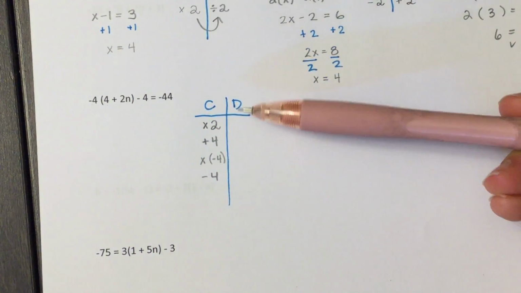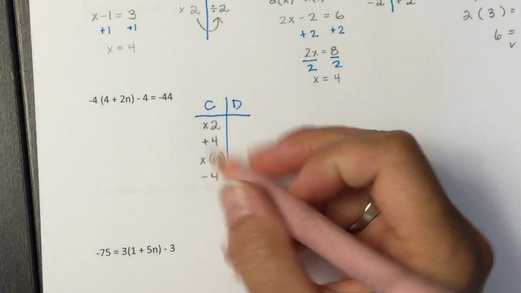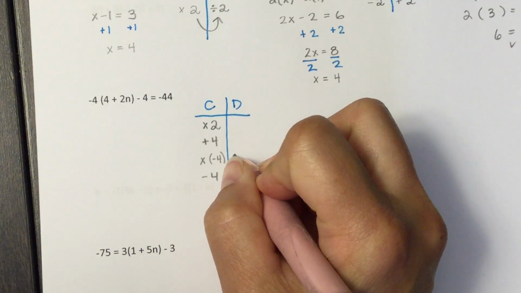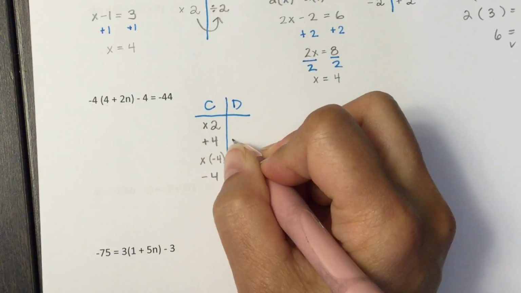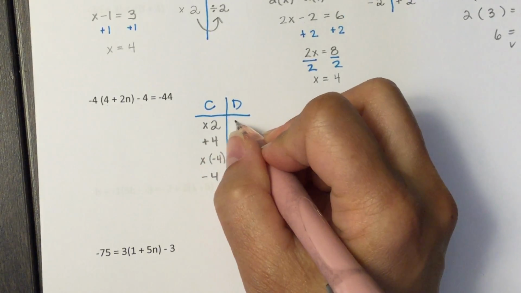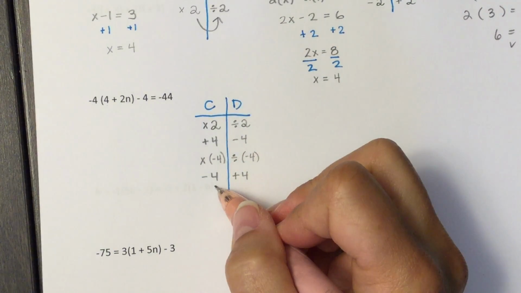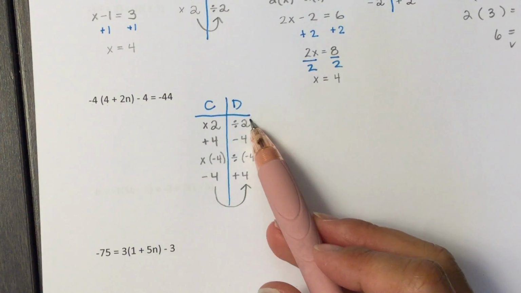So now here we have a 4-step problem. What's the opposite of subtracting? We're going to add. Opposite of multiplying, we're going to divide by negative 4. Opposite of adding, subtract. Opposite of multiplying, divide. So this is how we built it. Now we're going to deconstruct it going from the bottom up.